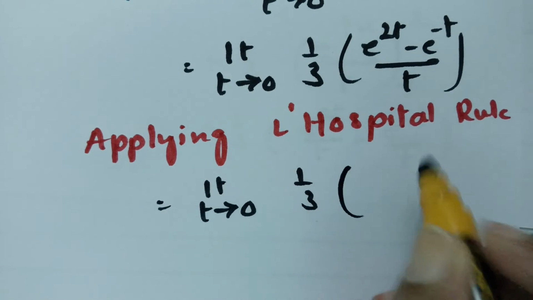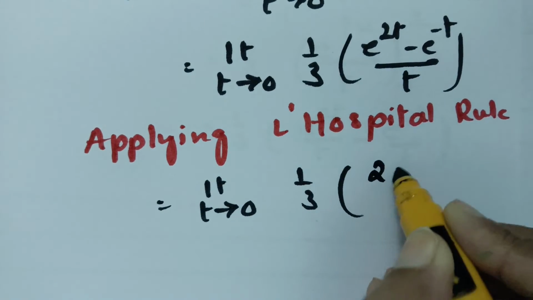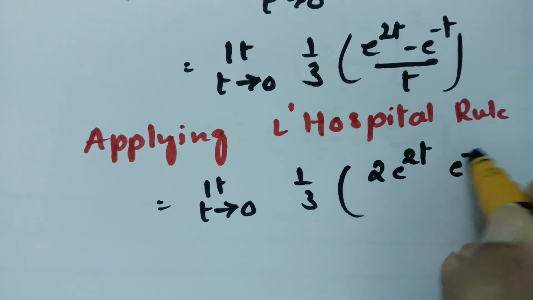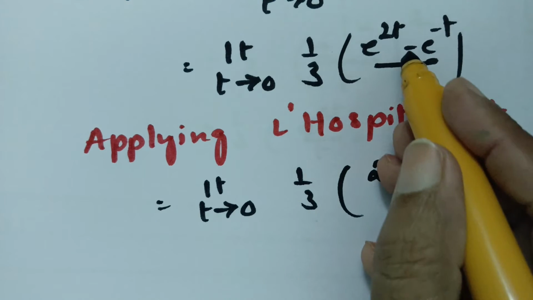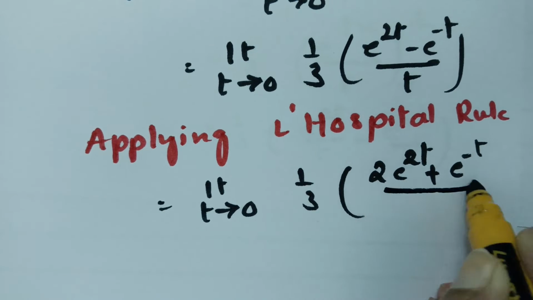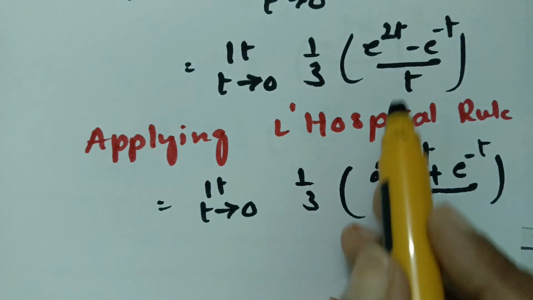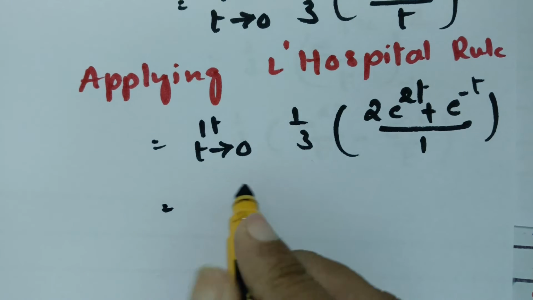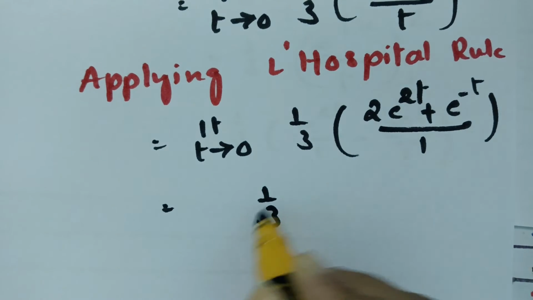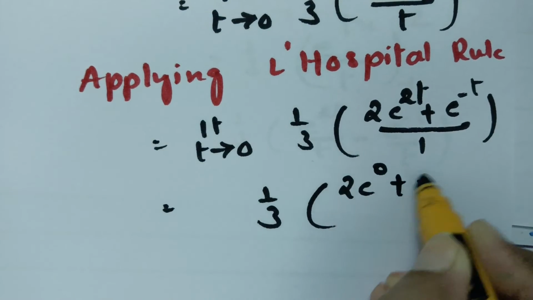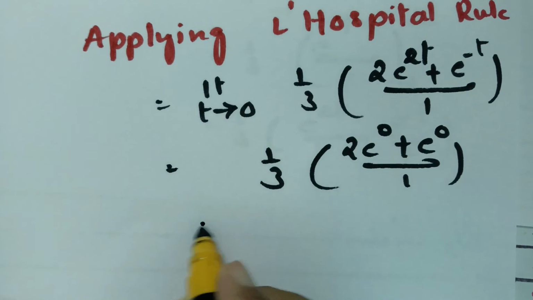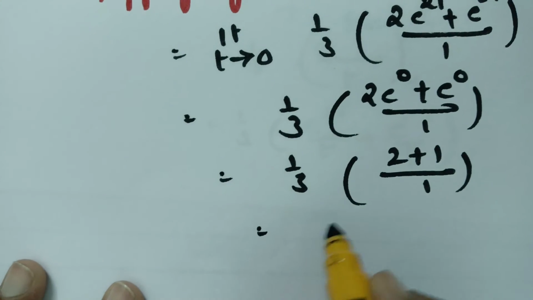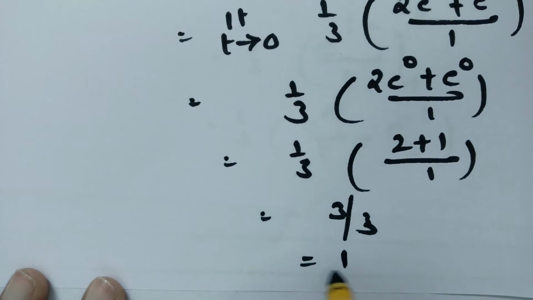So this is 1/3. What is the derivative of this? It is 2 into e power 2t, and for e power minus t, there is already a minus, so minus of minus gives plus e power minus t, and the derivative of t is 1. Now if I apply 0 in place of t, this is 1/3 times (2 into e power 0 plus e power 0) by 1. So this is 1 by 3 times (2 plus 1) by 1, which is 3 by 3, and the value here is 1.